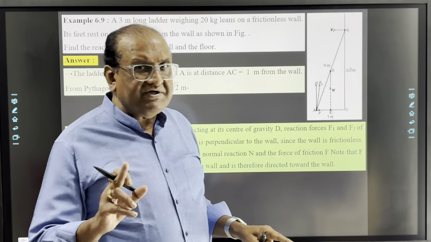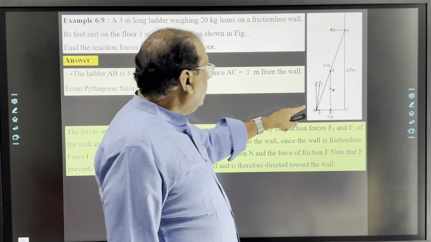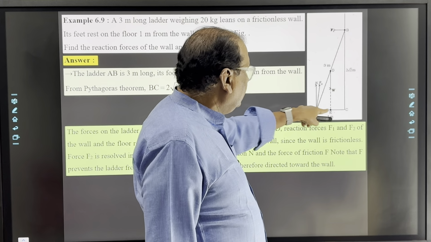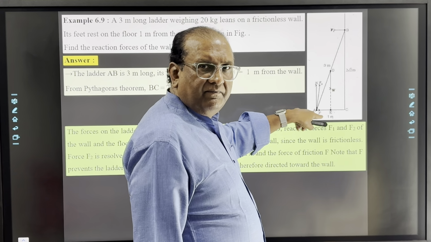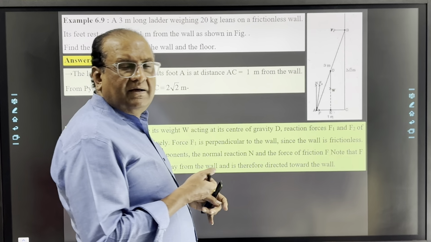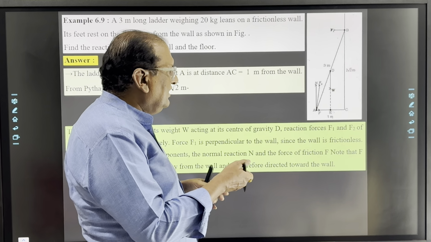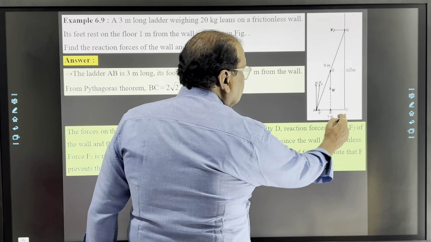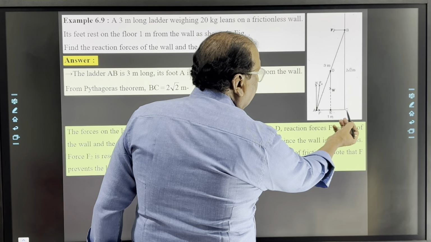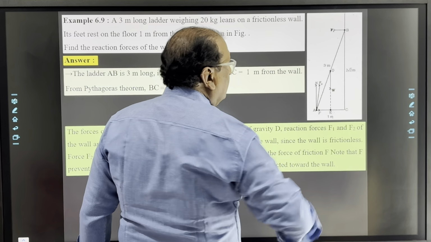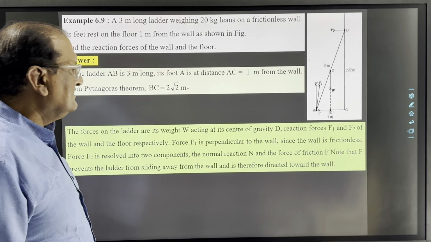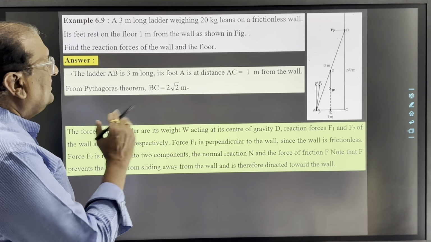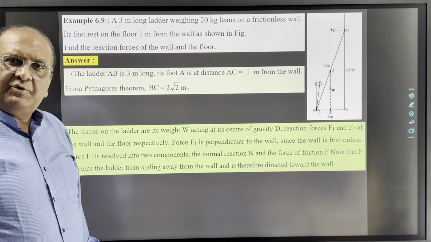The floor is not frictionless, right? So one component can be represented as the friction along the floor, and it is not slipping, right? So there is impending motion, that is slipping motion, but it is not slipping. So friction is in the opposite direction. So F is the friction, and another component is represented as normal reaction. Okay. Now this one is in mechanical equilibrium.